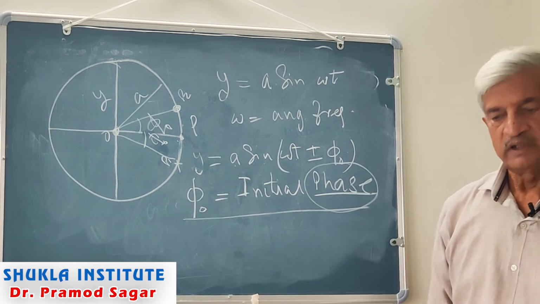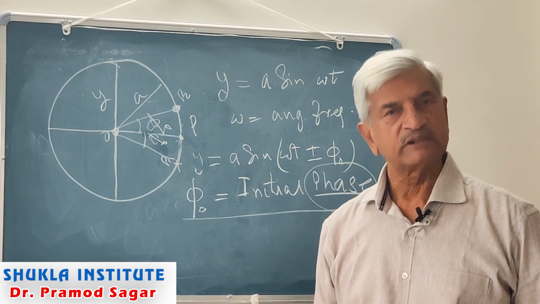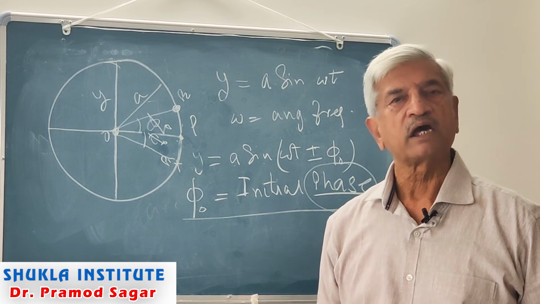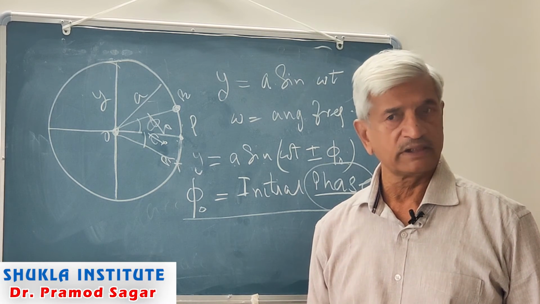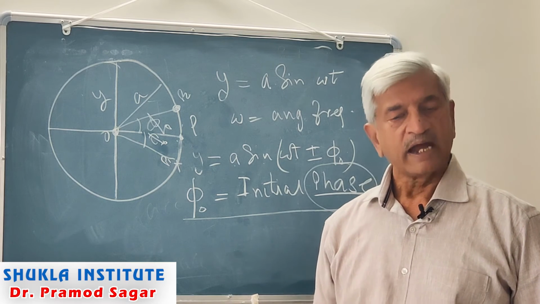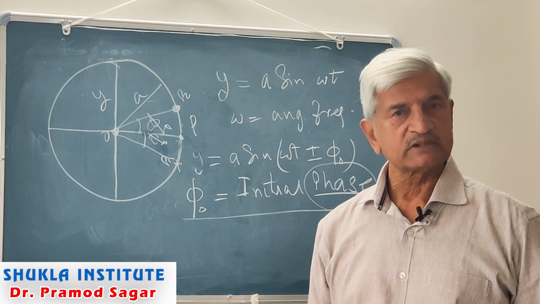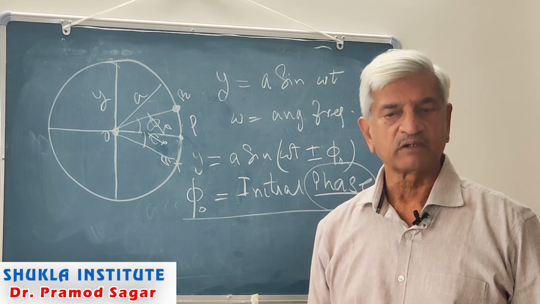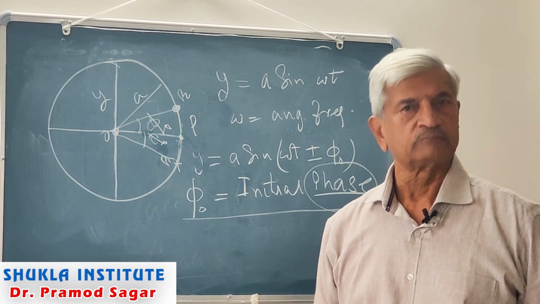Phase is one such parameter which measures two things, that is, the position and the direction of motion of the particle. I want it to be emphasized once again that phase is that physical quantity which measures the position as well as the direction of motion of the particle. How to measure phase is something we will discuss a little later.